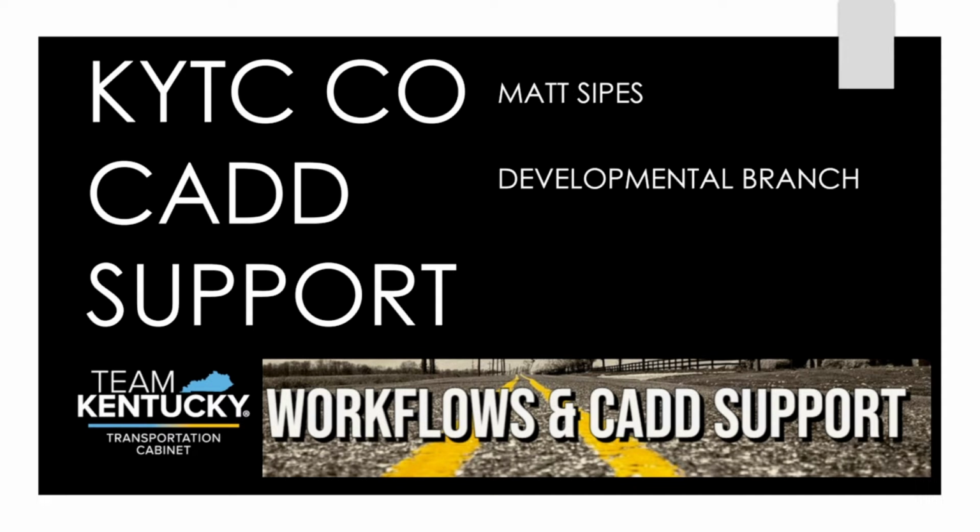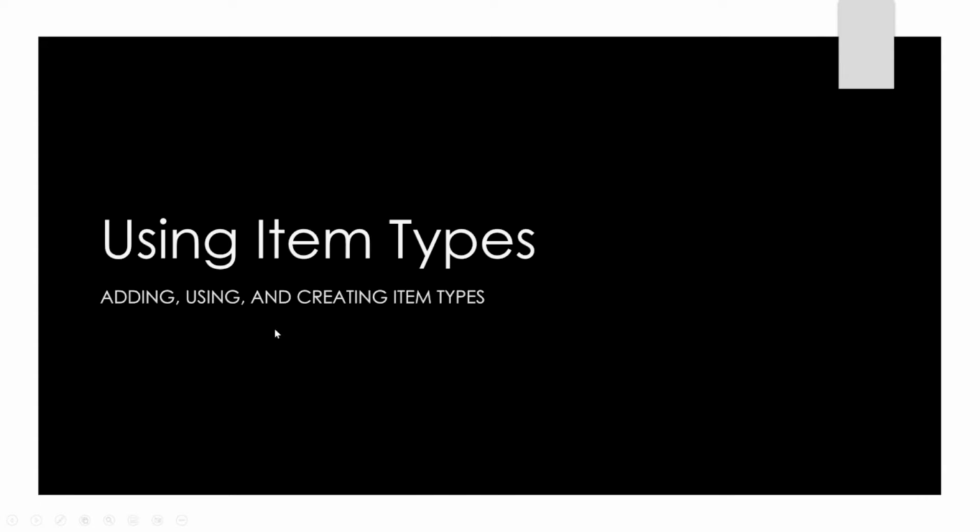My name is Matt Sipes with the developmental branch, and today we're going to bring you another workflow in CAD support video. Today we are going to be talking about item types. I know this is something that we've showcased a little bit, but we wanted to make a video that shows what item types are, how to use them, how to add them, and how to create new ones if that's something you want to do.